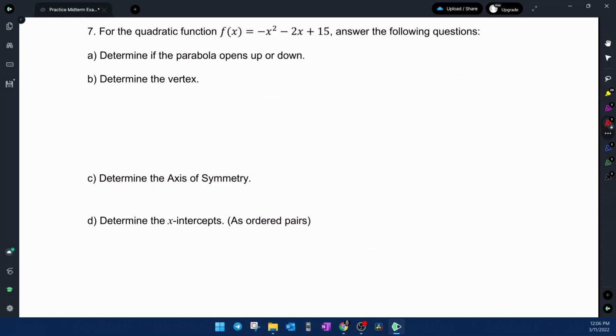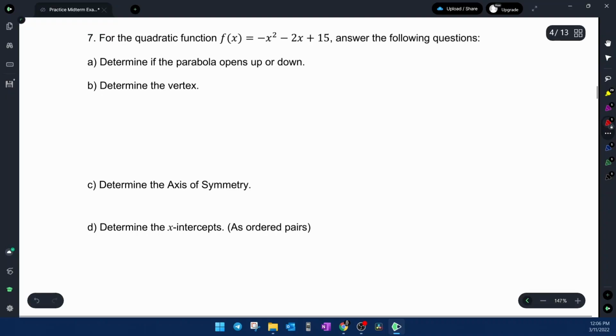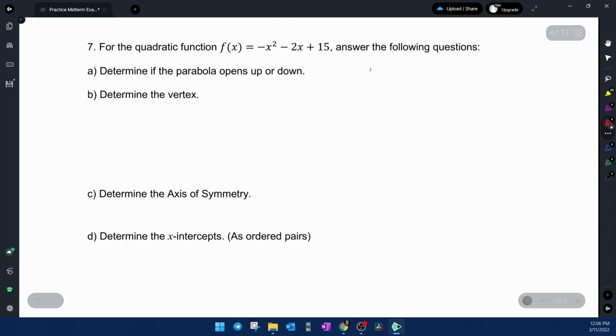Next problem, number 7. For the quadratic function, answer the following questions. First, does the parabola open up or down? Well, we can see that a is negative 1, and if a is less than 0, the parabola opens down. Next, determine the vertex, which means we need the ordered pair h comma k.